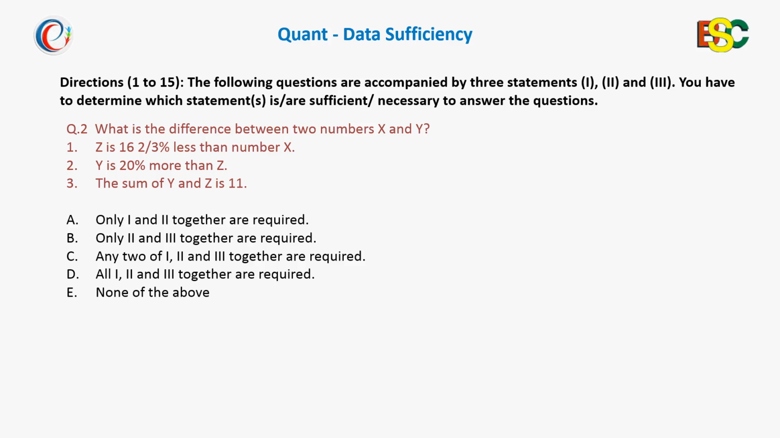The next question says, what is the difference between numbers x and y? The first statement is, z is 16 2/3% less than number x. Now you must know the fractional equivalent of 16 2/3%, that is 1/6. And if z is 1/6 less than x, then z is 5/6 x.